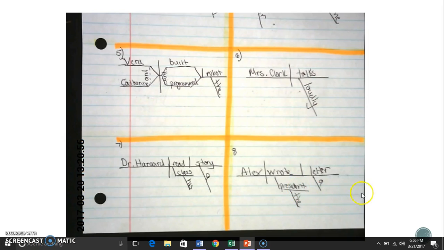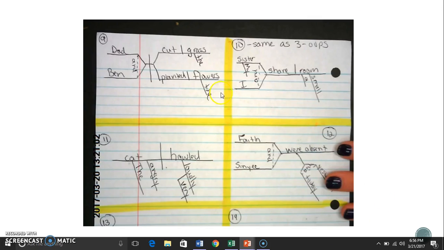All right, almost there. Flip your paper over. In this case, we have a compound subject, a compound predicate, and each predicate has their own direct object. So we have Dad and Ben cut the grass and planted flowers. And I just saw the mistake I made. I'm sure you all already noticed it. I forgot my dotted line on my and. I am so sorry. Fix that on yours.